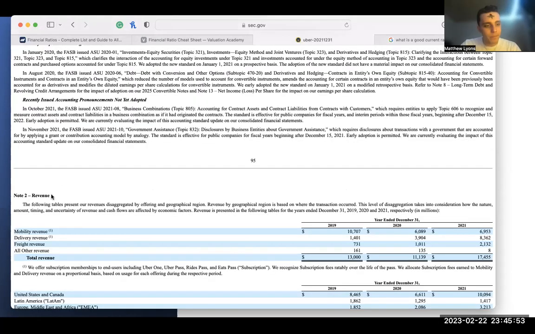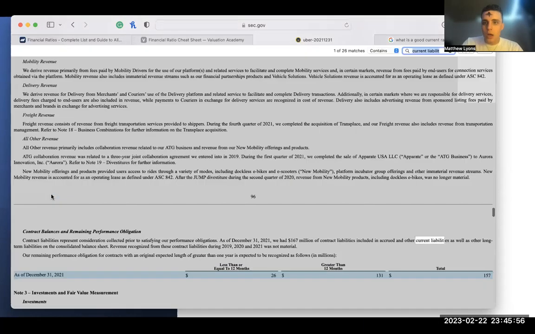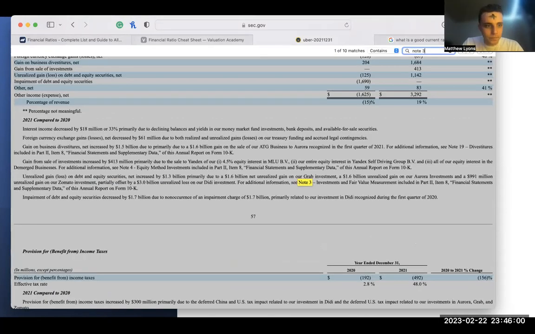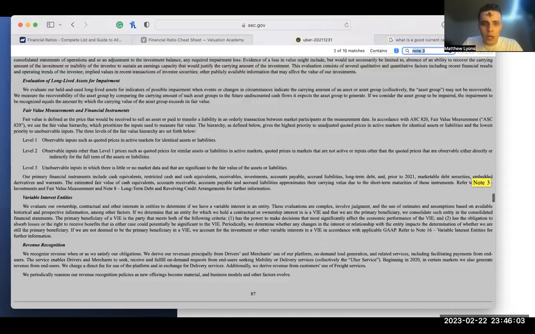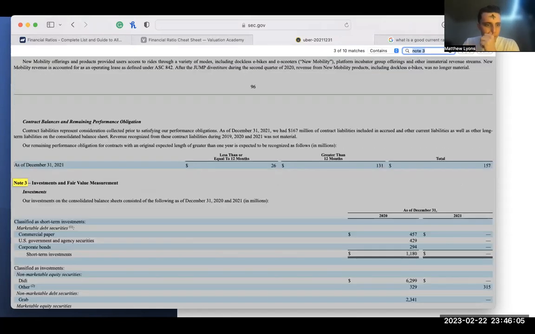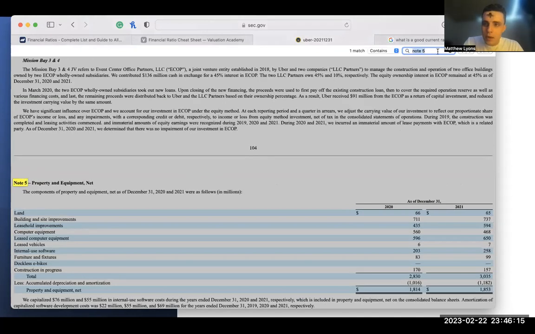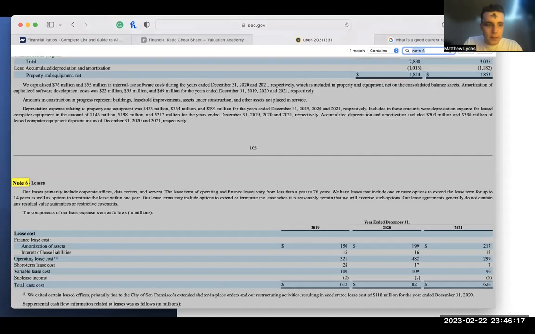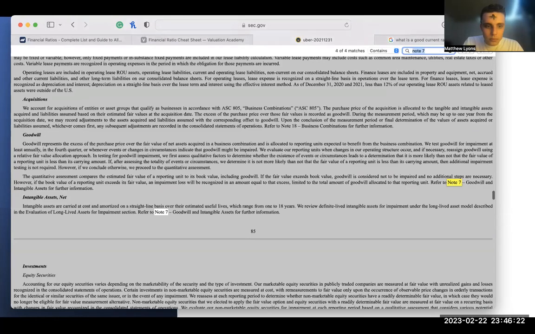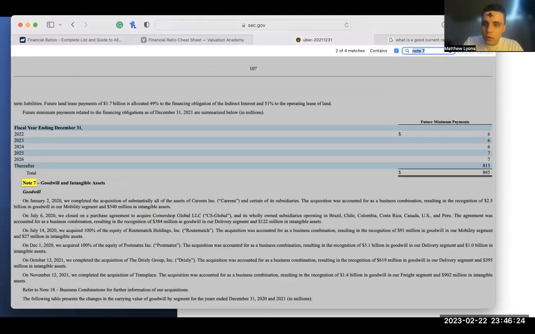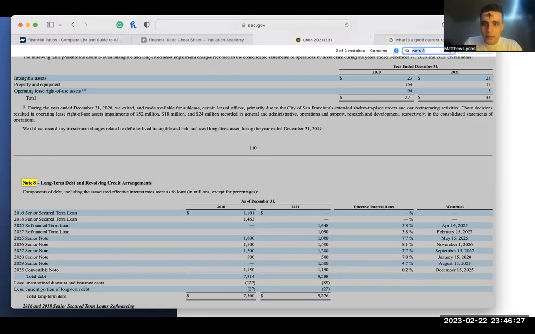Revenue. So note 2 is revenue. We'll just make this simple. Note 3. And sometimes they tell you to refer to another note. A lot of these notes work off each other. Investments in fair value. That's not it. Note 4, equity method investments. Note 5, PPE. Nope. Note 6, leases. 7, goodwill. We're still in our assets.